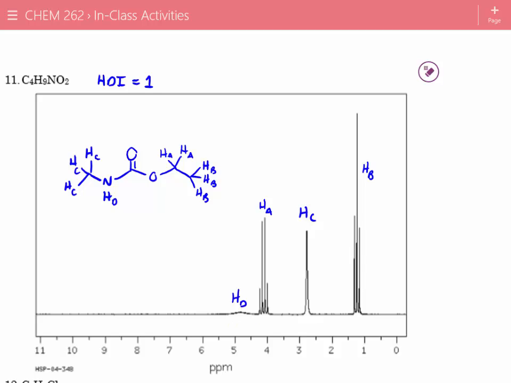So this one's pretty hard. Like I said, it's a new functional group called a carbamate. And this was meant to be one of the more challenging problems on the problem set today.